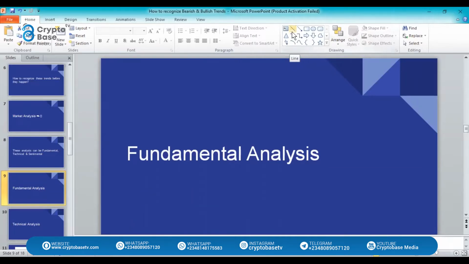Fundamental analysis also includes looking at the market cap and the supply of the coin, all those factors, to measure the intrinsic value of a coin, whether it is going up or down.